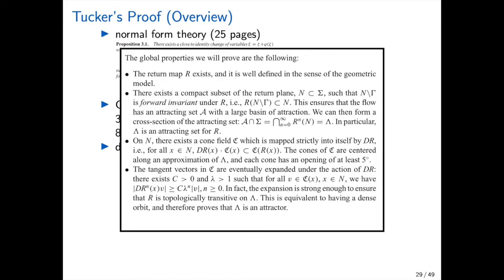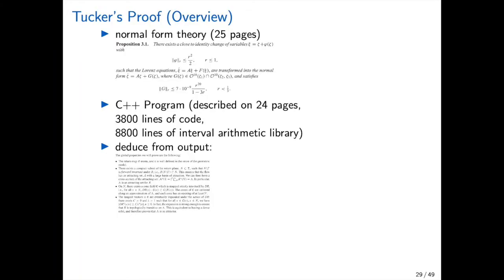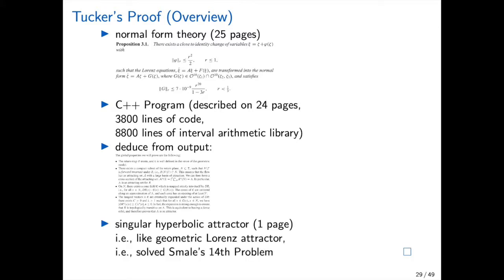These are the properties that Tucker deduces from these computations. If you find this cone field over a set, then by continuity you extend it. So you just have to check it on some discrete set of points. And you have to estimate how many points, how far on a grid, and how good is this cone field mapped into itself. So there's a lot of work to do. And then, from these properties on the return map, it's apparently relatively standard to conclude that there's a singular hyperbolic attractor.